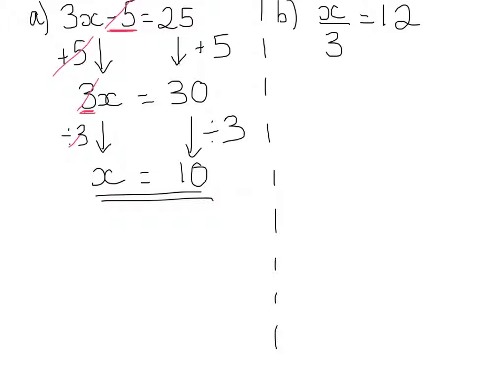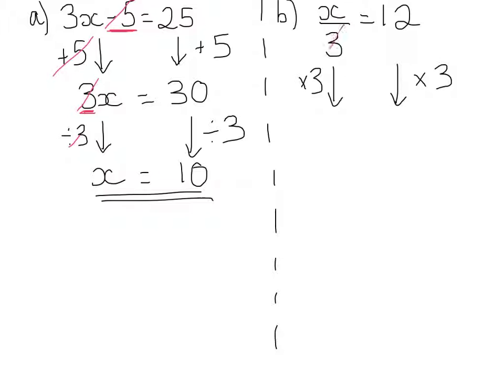Right, question B then, we've now got x divided by 3 equals 12. This is actually just one step for this question, but it's getting that step right. We know we're going to have to get rid of this 3 here, and this is where people make mistakes. Because this at the moment is dividing by 3, to get rid of that 3 we've got to do the opposite, which means we've got to multiply by 3.